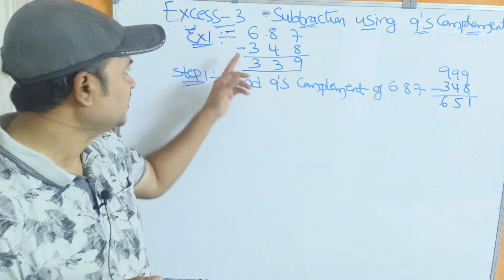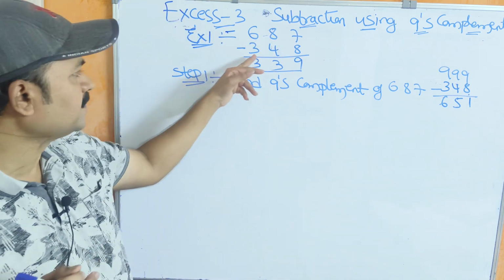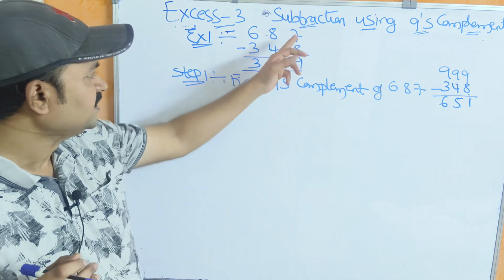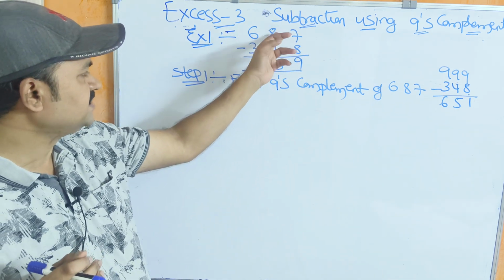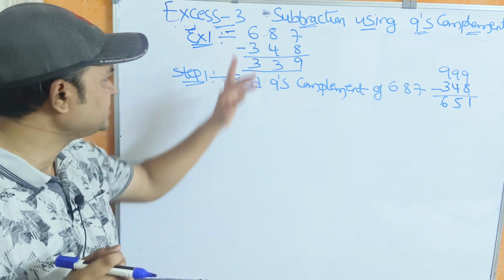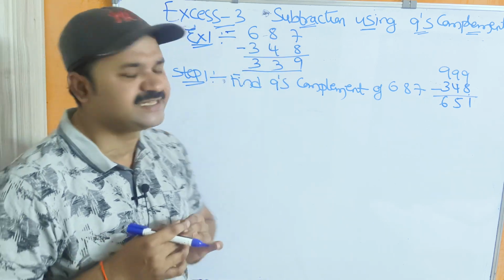Example 1. 687 minus 348. So 17 minus 8 means 9. Next, this will become 7. 7 minus 4 means 3. 6 minus 3 means 3.